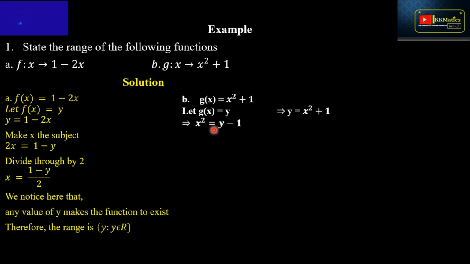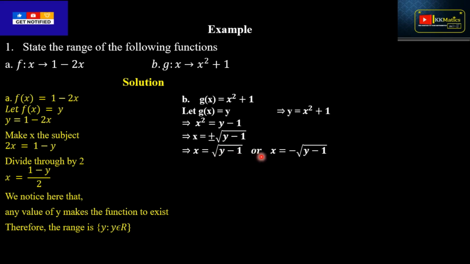So making x the subject, the first thing to do is to allow x squared to stand all alone, and then we go ahead to find x. Since we have a square here, we'll have to take the square root. Taking the square root to the right hand side, that will be plus or minus. So we have our x equal to plus or minus square root of y minus 1.